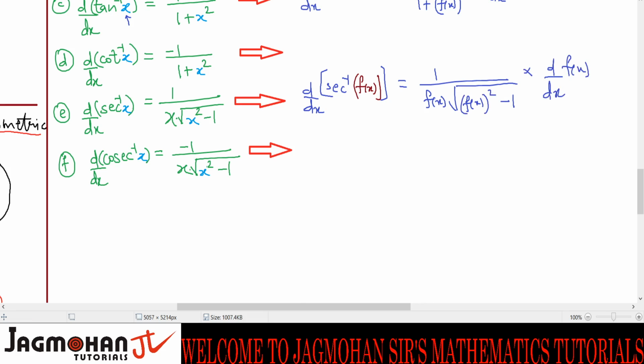Okay, this completes the initial part of derivative of inverse trigonometric functions. Now we will go for solving problems.